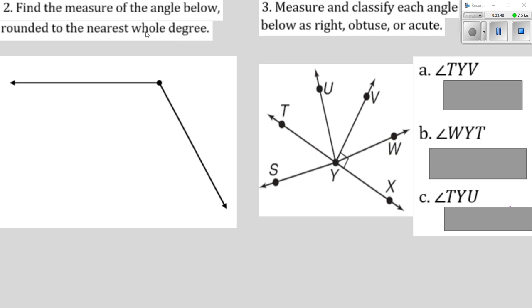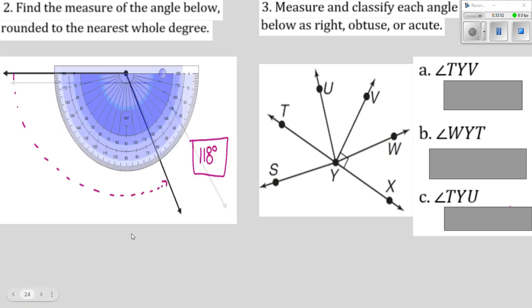Okay, find the measurement of the angle below and round it to the nearest whole degree. So if you got 118, then good. So you measured it correctly. You may have a tolerance, 1 degree or two degree tolerance based on how you placed your protractor and what you read based on the lines, but 118 is the closest, is the exact number.